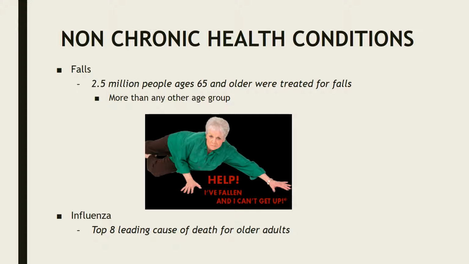Two of the main non-chronic health conditions include increased risk of falling. 2.5 million people ages 65 and older were treated for falls in 2017, and this was more than any other age group. Unfortunately, one-third of the people treated for falling will end up back in the emergency room within a year due to another fall. The second most common non-chronic health condition is influenza, or more commonly known as the flu. And although this isn't a chronic disease, it's a top 8 leading cause of death for older adults.